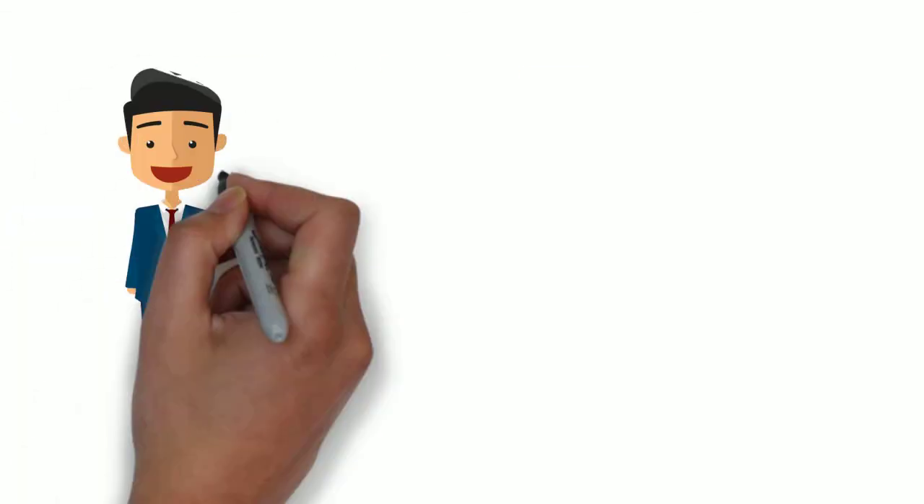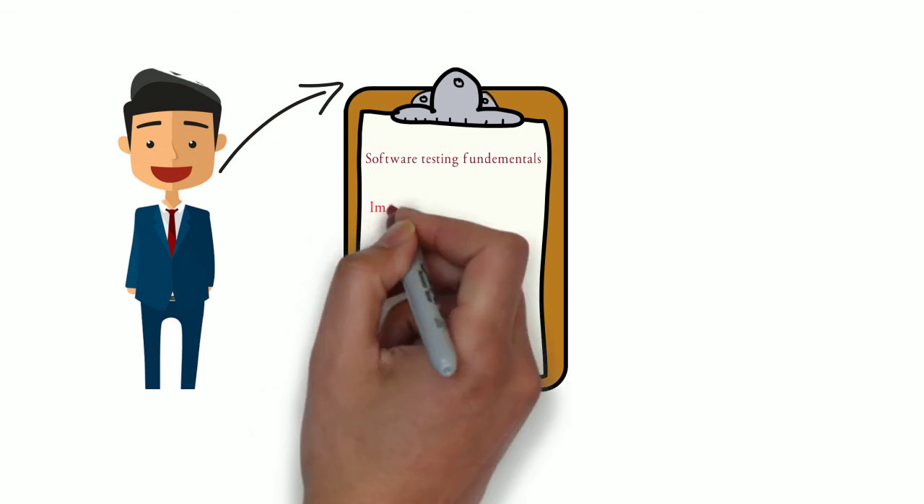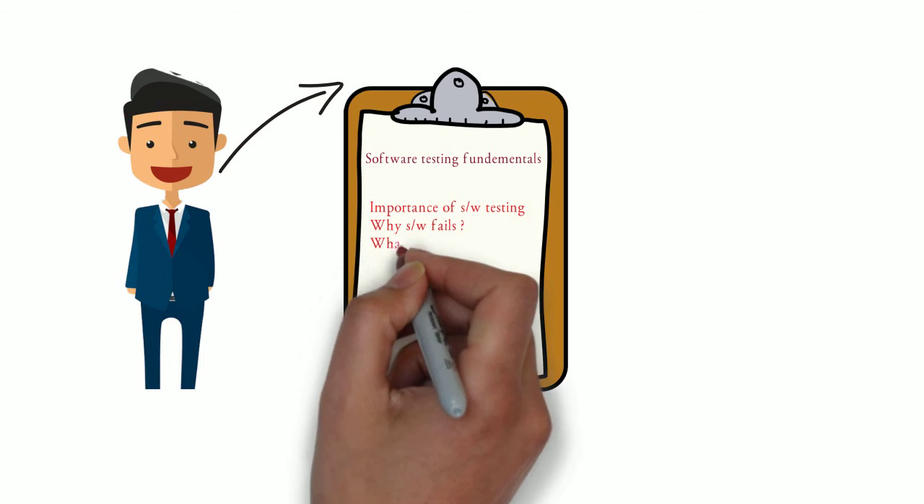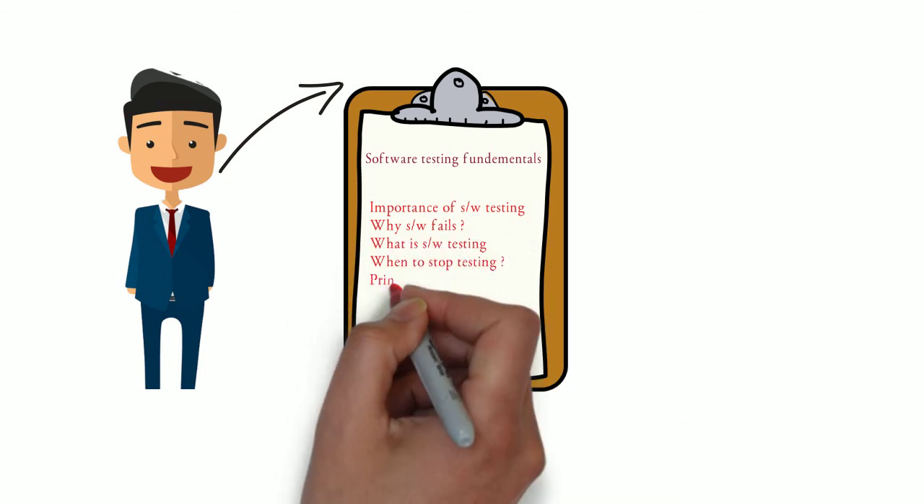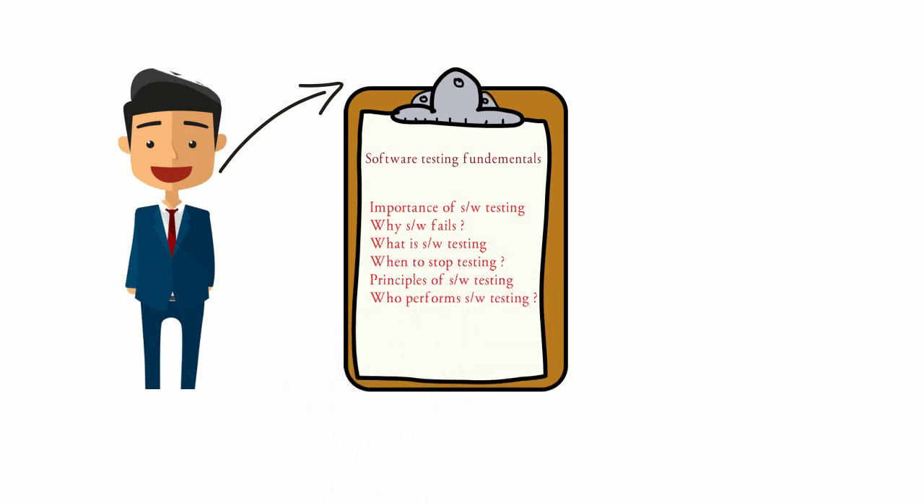To summarize, in this session we have seen the fundamentals of software testing. We have covered the importance of software testing, the causes of defects, what software testing is, when we should stop software testing, what the seven principles of software testing are, and who can perform software testing. Hope this session helps everyone to understand the basics of software testing.